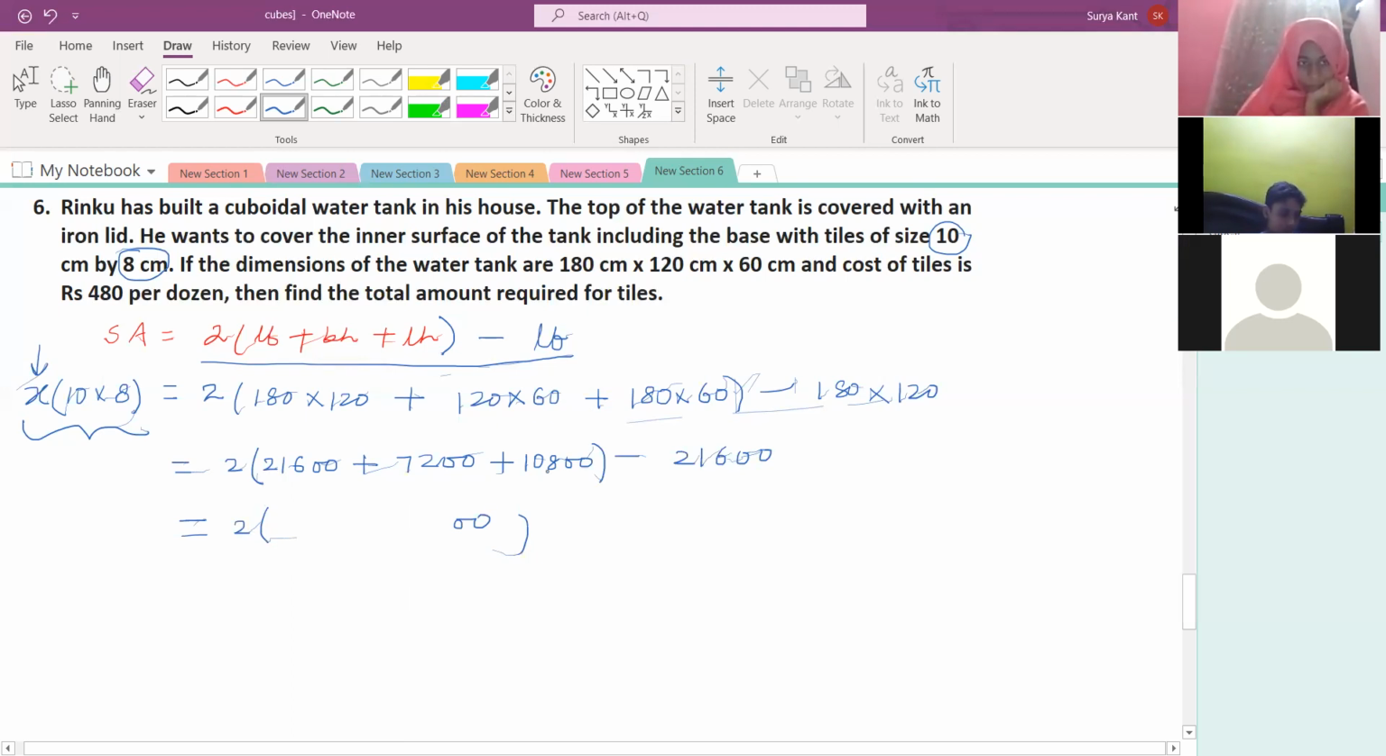I'll do it. 8 to 10, 10, 6, 16. 6, 1 will come then. So 1 and 7, 8. 8, 1, 9. It will not come like this. Something wrong here. It will become easier if you do it by 2 into L plus B into H, right? And again plus LB, correct? Yes, sir.